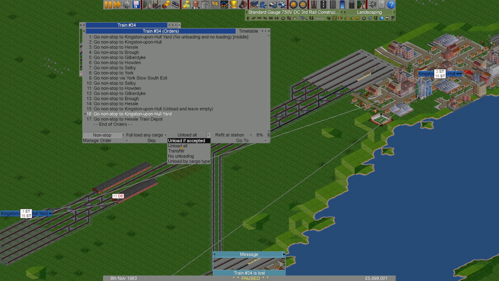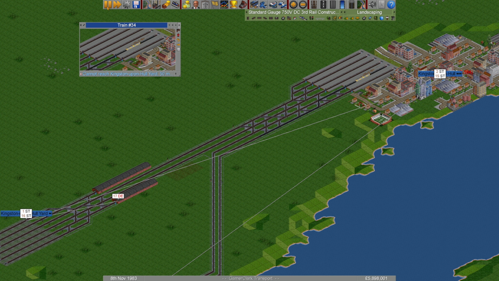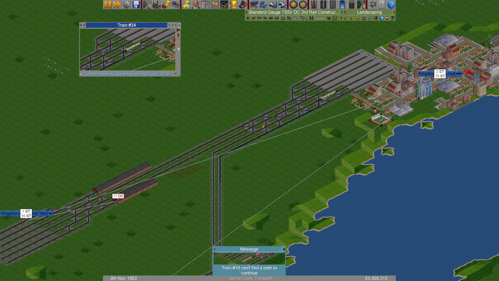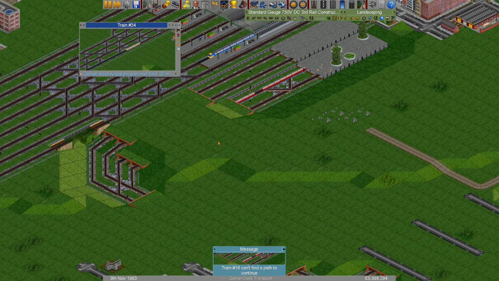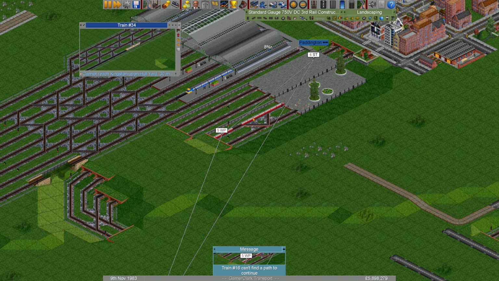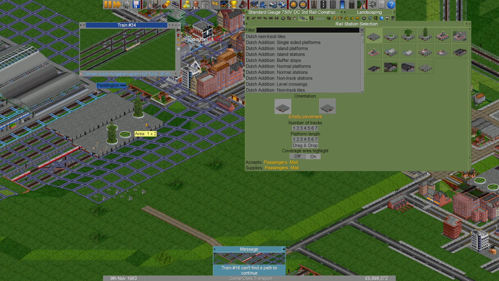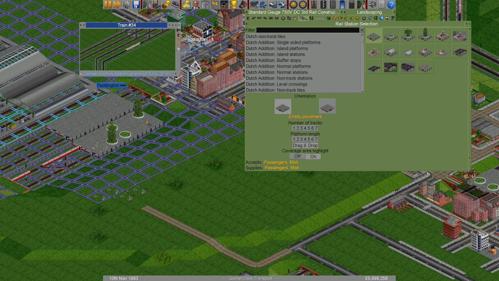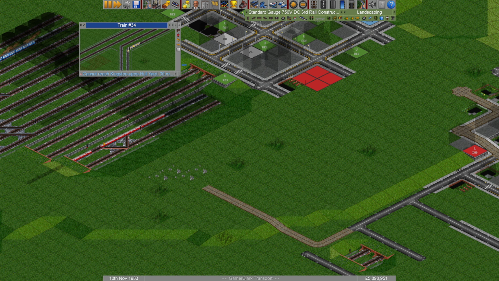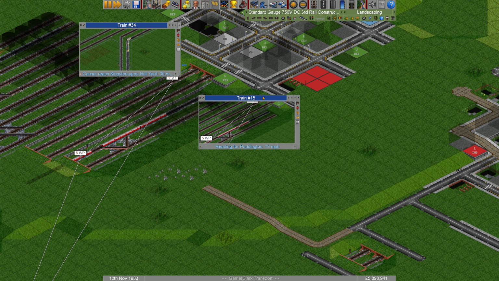No loading. It's not going to allow the timetable to work itself out, but look, it slowed itself down ready, so that's working. You see, cannot find a path to continue. So what's going on there? Again, it's these blooming... I don't know what's going on. So where's that trying to go? That's heading for Paddington.